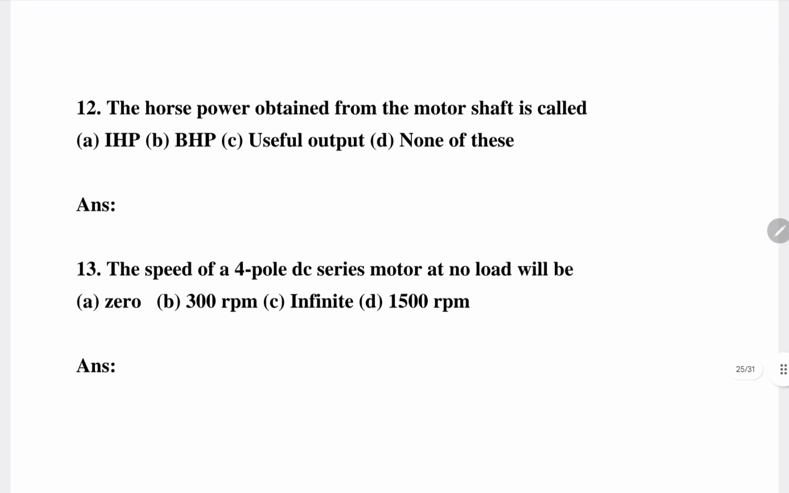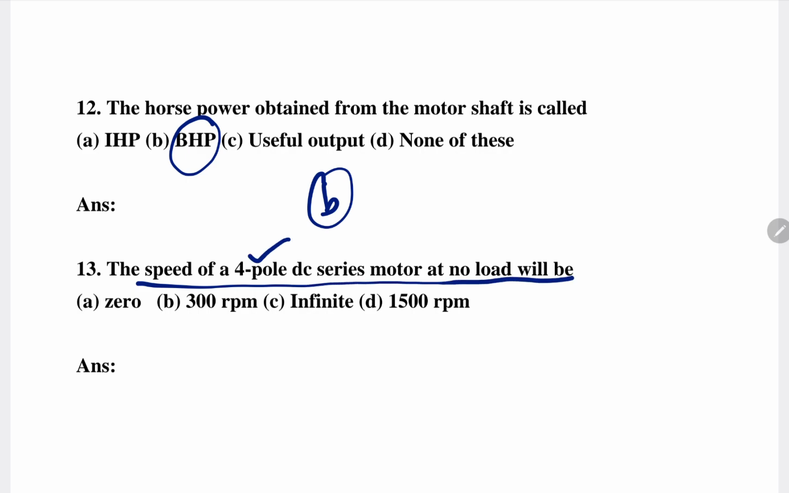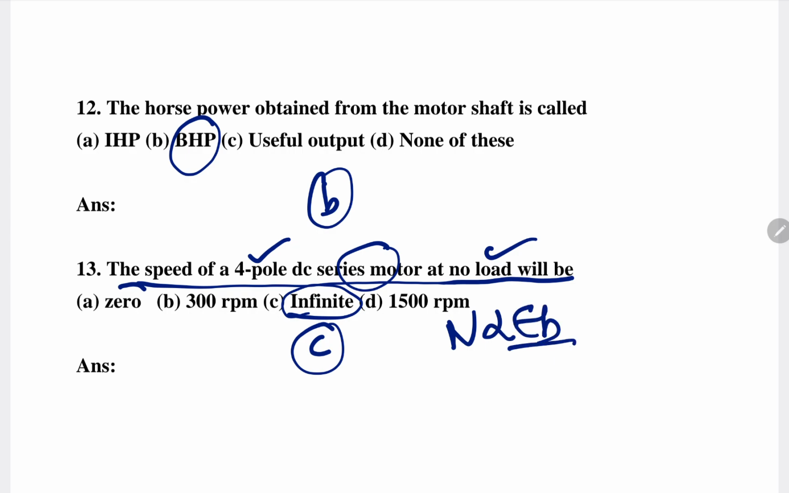Next, the horsepower obtained from the motor shaft is BHP, brake horsepower. Answer is B. The speed of the 4-pole DC series motor at no load. Whatever may be the pole, series motor at no load is going to have infinite speed. Answer is C, dangerous speed. N is proportional to Eb by phi. Under no load condition, the series motor phi becomes very low, and the denominator is low, which means the speed will be dangerous.